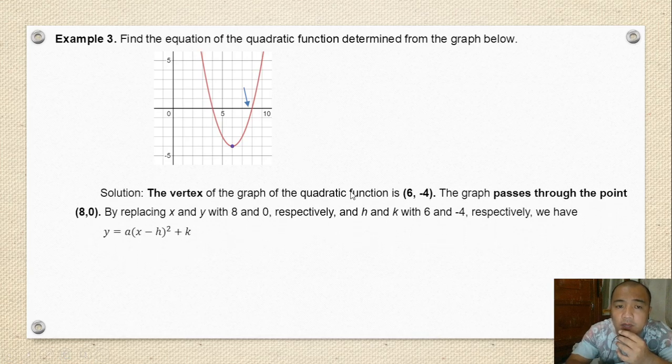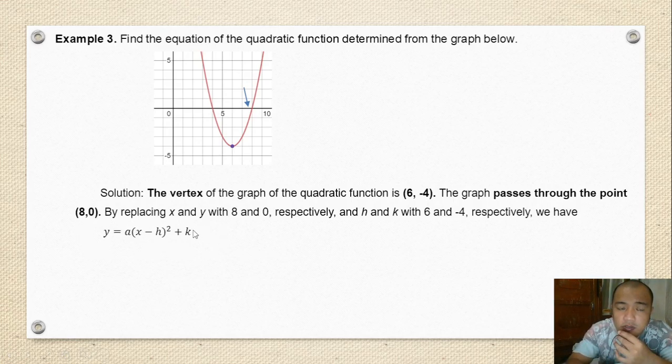So the vertex of the graph is at 6, negative 4. At the same time, the graph passes through the point 8, 0. So what are we going to use? Since the vertex is given, we're going to use the vertex form of the quadratic function.